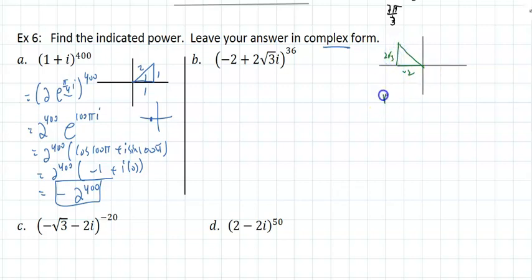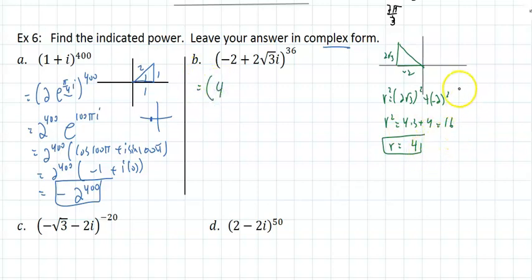Now we can figure out what r is. r squared is (2 radical 3) squared plus (-2) squared. r squared is 4 times 3 plus 4, that is 16. So we know r is 4. So I could write this as 4, and the angle, I know that tan of theta equals 2 radical 3 over -2. Tan of theta equals negative radical 3.